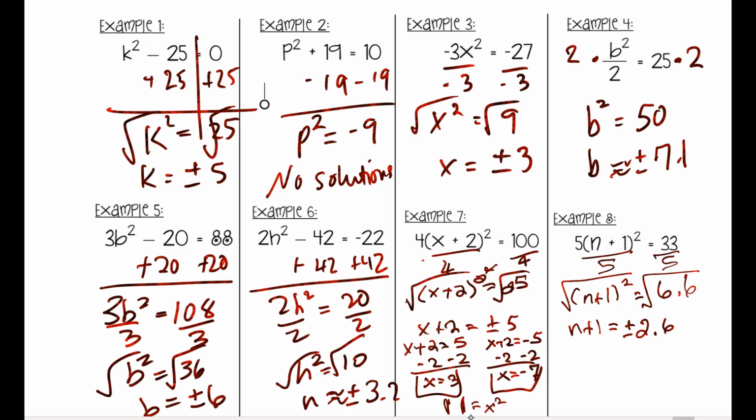And so now we have two equations. n plus 1 is equal to 2.6, and n plus 1 is equal to negative 2.6. So we subtract 1. We get n is equal to 1.6, and n is equal to negative 3.6. All right, let's keep it moving.